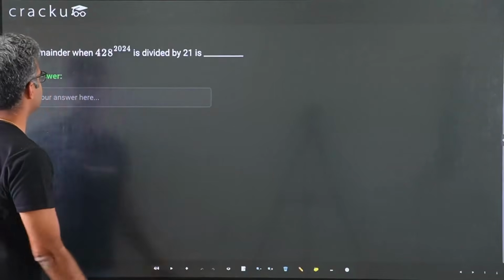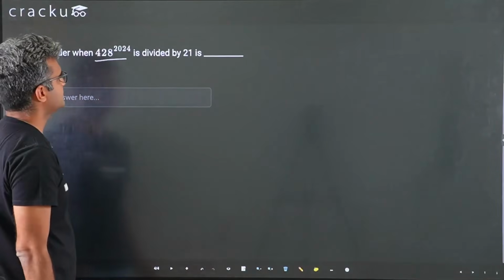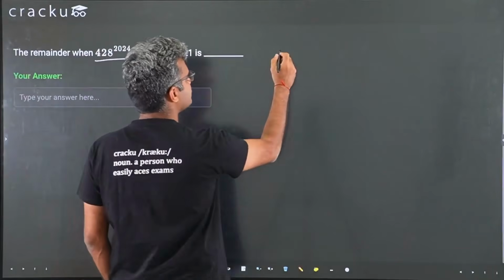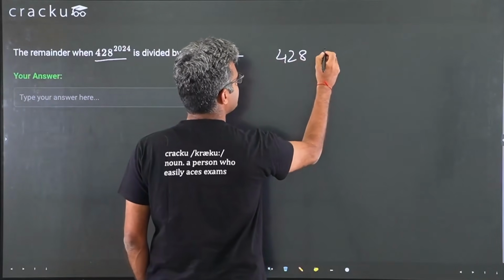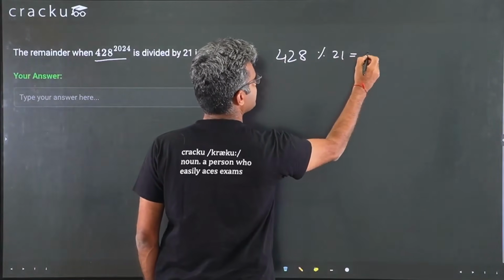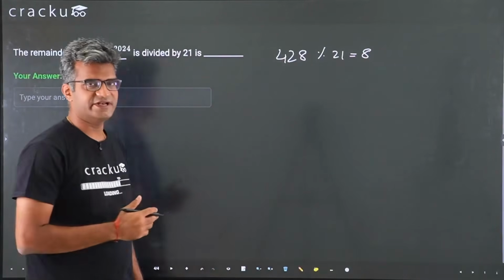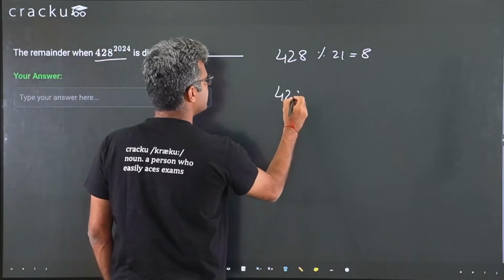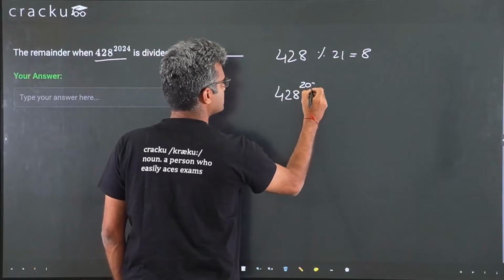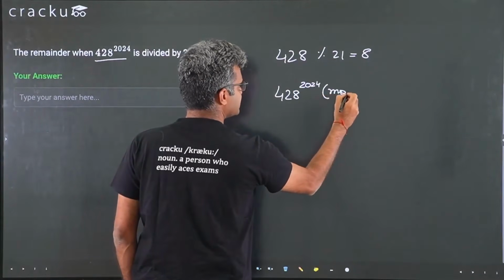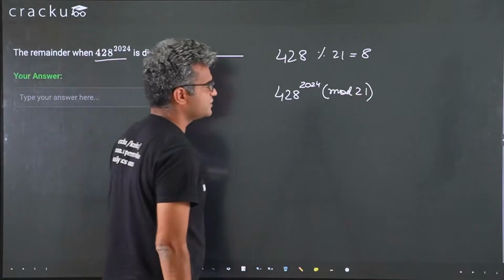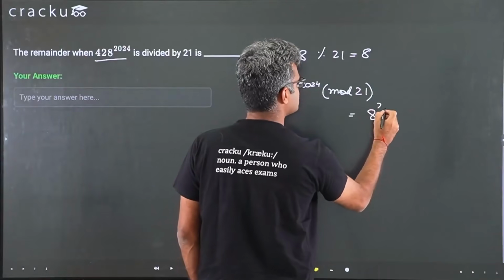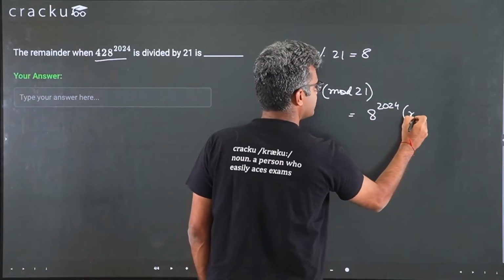In this question, we are given 428 to the power 2024. We are required to calculate the remainder when this is divided by 21. We know that 428 when divided by 21, the remainder is 8 because 420 is 21 into 20. So 428 to the power 2024 mod 21 is equal to 8 to the power 2024 mod 21.